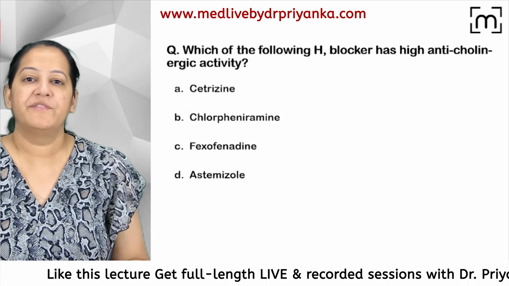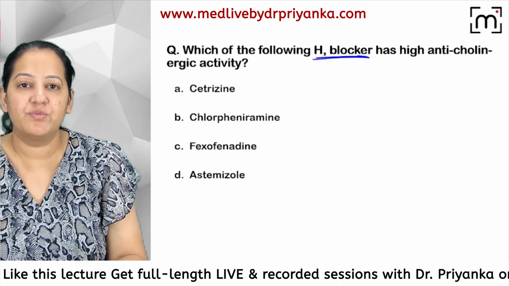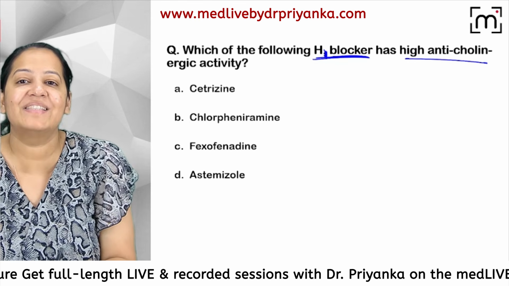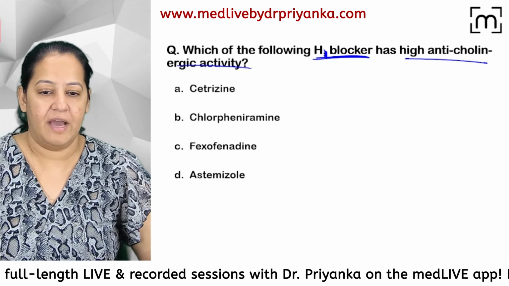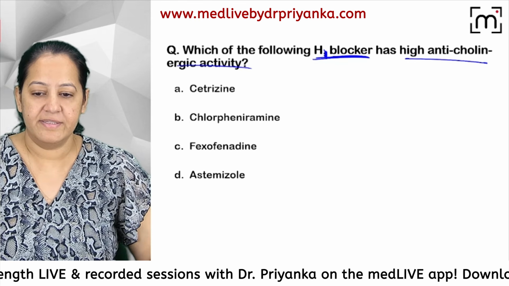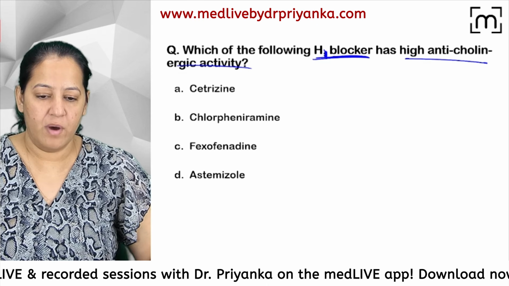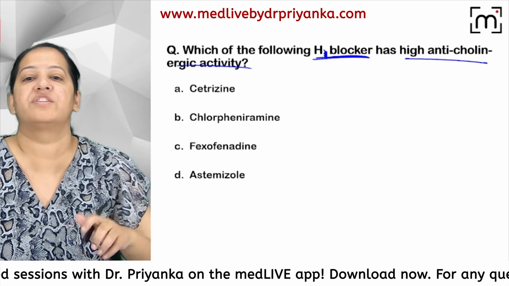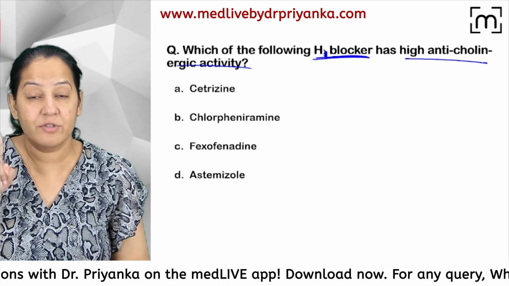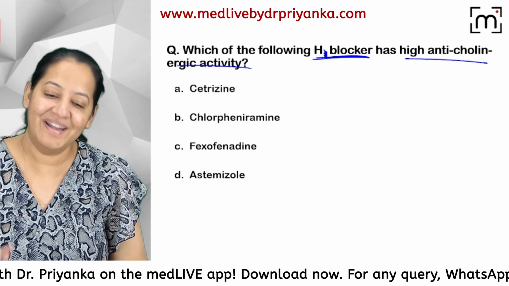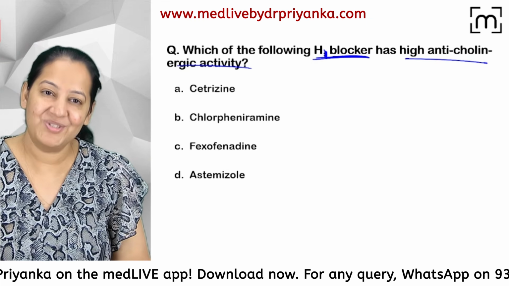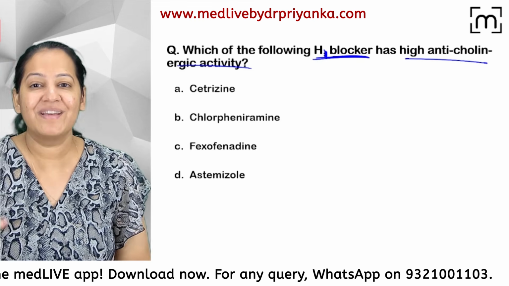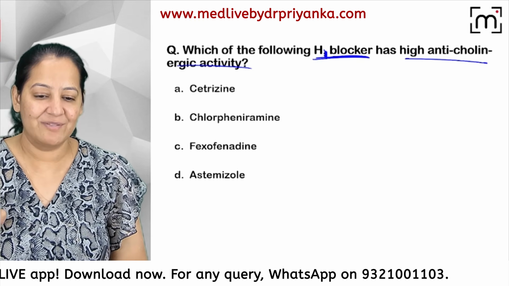The next question: which of the following H1 blockers has the highest anticholinergic activity? I am launching the poll. It's an indirect question. They want to ask which of the following antihistaminics, along with antihistaminic action, has anticholinergic activity also. So basically they want to ask which of the following is first generation. First generation has anticholinergic activity, second generation doesn't. Only one of them is first generation.